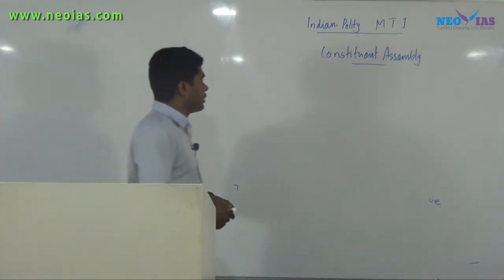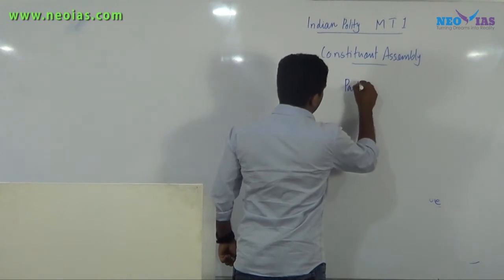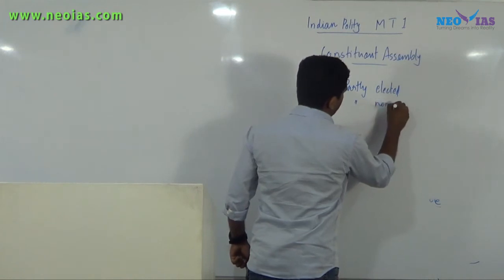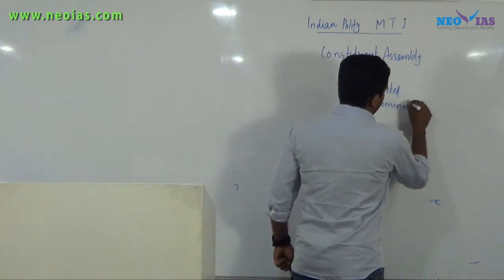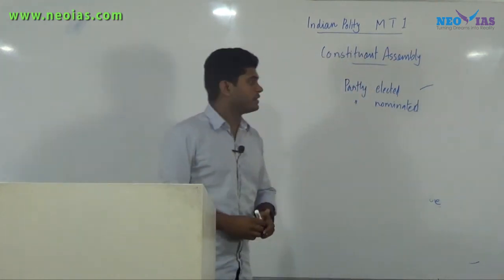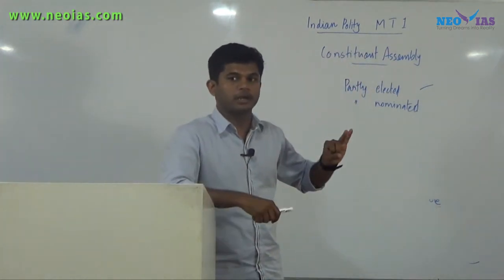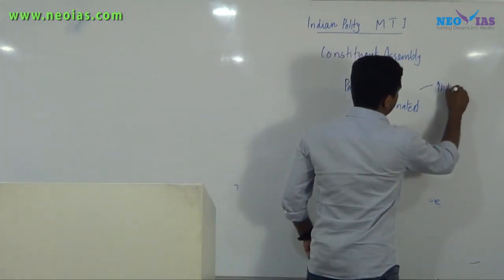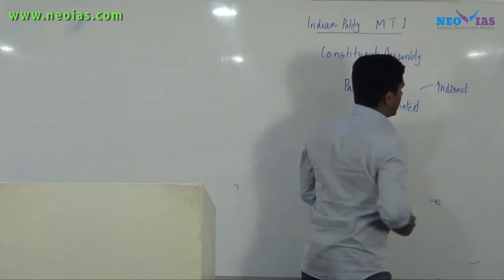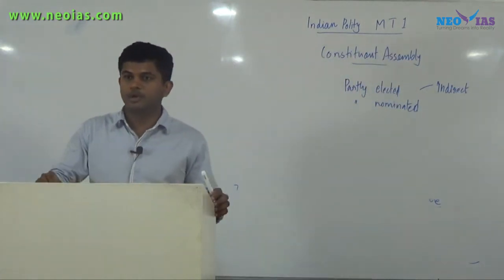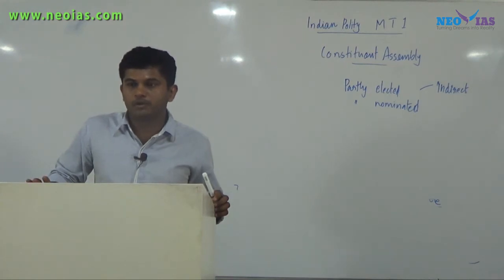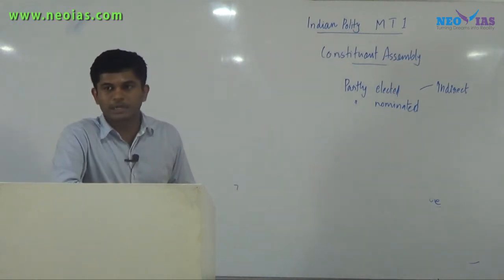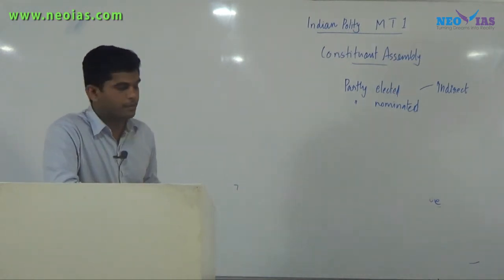Partly elected, partly nominated. And one thing you have to keep in mind is that when we say elected, it can be either direct or indirect election. But in the case of the Constituent Assembly, it was an indirect election only, not direct election. So you have to keep that in mind. The elected members of the Indian Constituent Assembly were indirectly elected only. And Dr. Rajendra Prasad was the president of the Constituent Assembly.